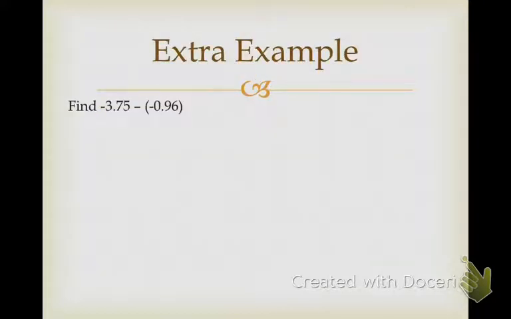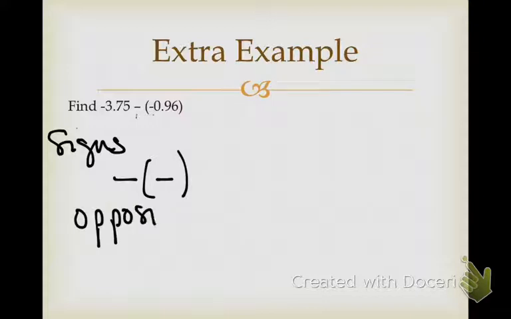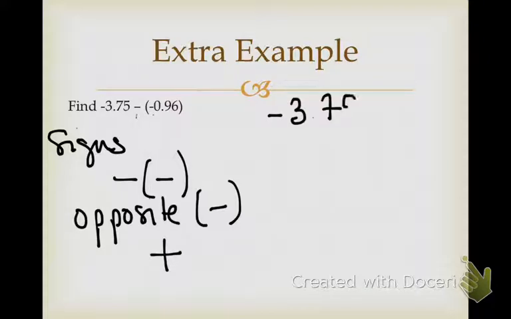So now I have an extra example. So let's look carefully at the signs. So I always look at the signs first. I have a negative, but then I have a negative and a negative. Which means do the opposite. So when I have that negative and another negative, I want the opposite of a negative, which is a positive. So now I'm going to rewrite this the correct way.